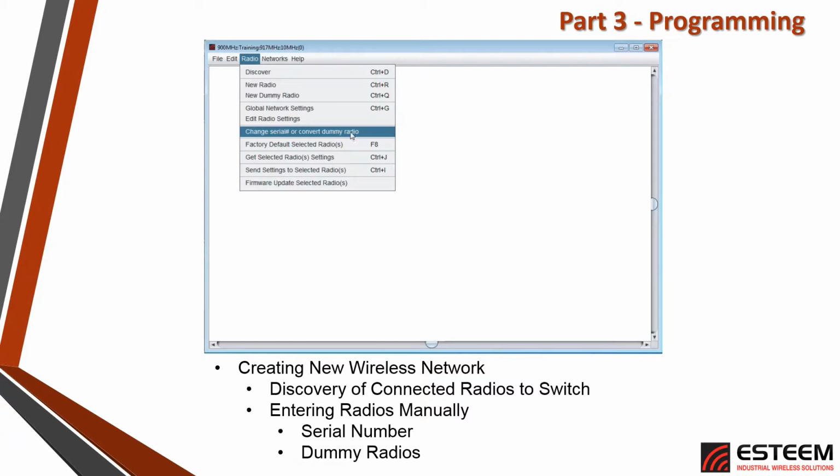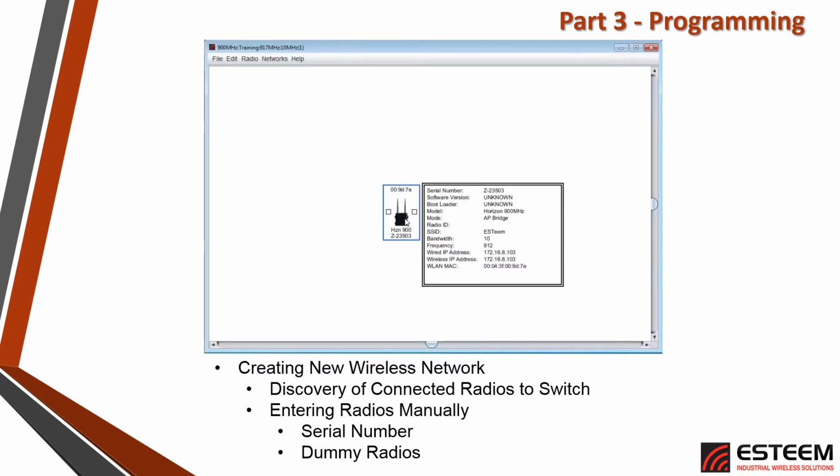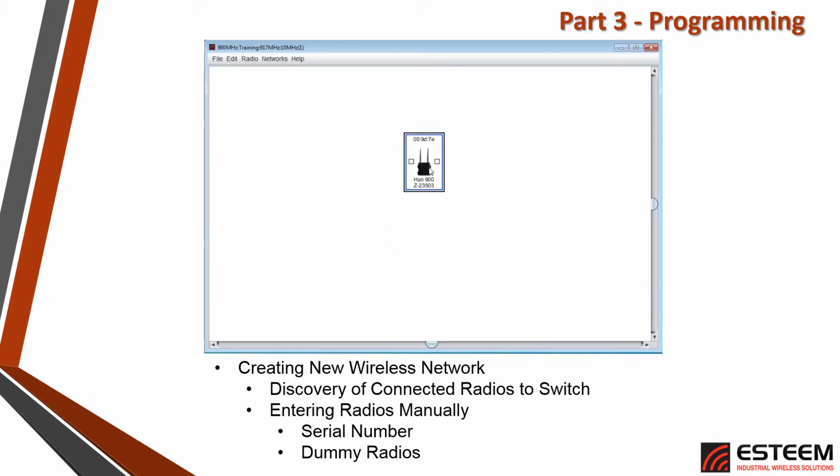We know the serial numbers of the radios that we're going to use in our example, so we can press New Radio. Once we do this, it says Create Radio, and the first one that we're going to do is enter in the master radio, which has a serial number of Z-23503. Once we enter that and select OK, it's going to add a radio to the screen. As you can see, we can move this radio anywhere on the screen, and we're going to approximate the network design as we had in the previous layout.